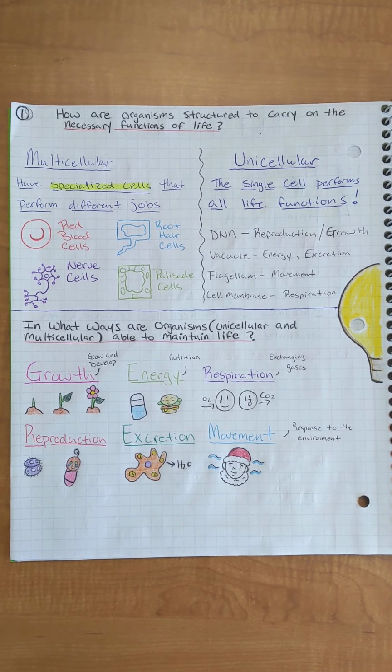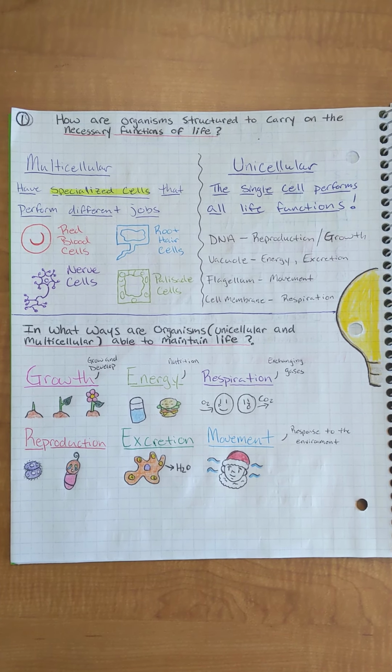So I listed a few examples that we had: red blood cells, nerve cells, root hair cells, palisade cells. And then for unicellular organisms, the single cell performs all life functions. So the DNA is used to reproduce. Reproduction also involves a little bit of growth, as items enter through the cell membrane and make the organism grow a little bit.